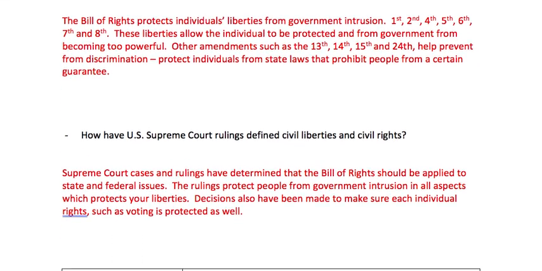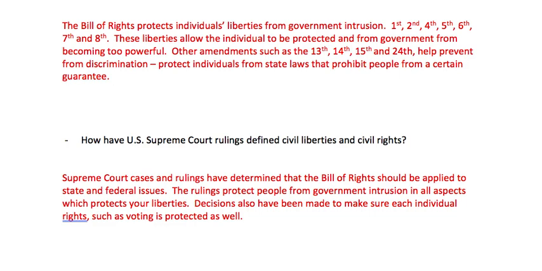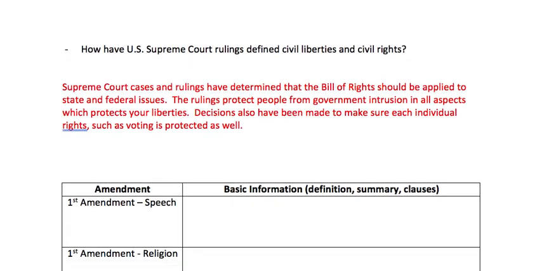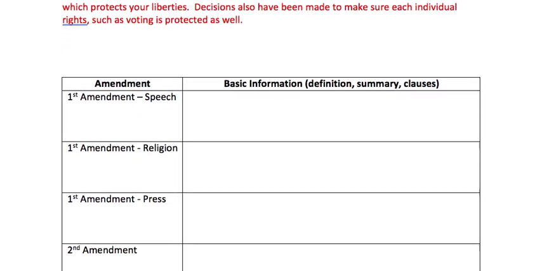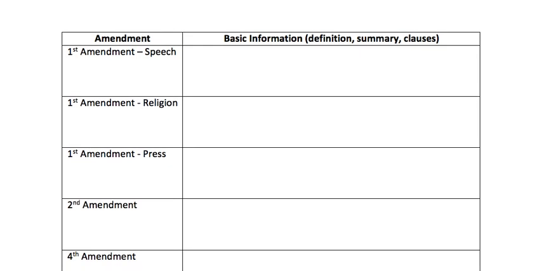And then how do U.S. Supreme Court rulings define civil liberties and rights? Again, they have determined the Bill of Rights should be applied to state and federal issues. The rulings protect people from government intrusion in all aspects, which protects your liberties. All these decisions have been made to make sure each individual right, such as voting, would be protected. And then again, make sure we fill out our charts. We understand the amendment and the different clauses that go with the amendments.